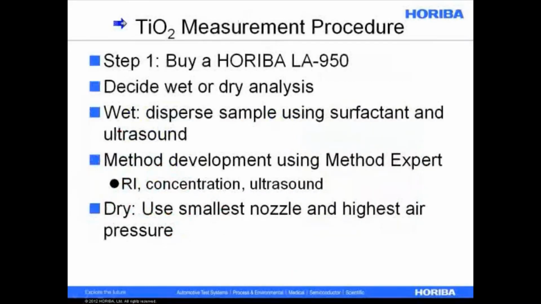So if we talk about procedurally how one would go about measuring titanium dioxide, I already gave this away. The first thing you should do, of course, is buy a HORIBA LA950. That is the instrument of choice for most large manufacturers of TiO2 with good reason. Ease of use, dynamic range, ability to measure down into this nanometer scale. You can decide, even with TiO2, even with small size distributions of TiO2, as you'll see in a few slides, you can still measure it either as a dry powder or disperse it in liquid.